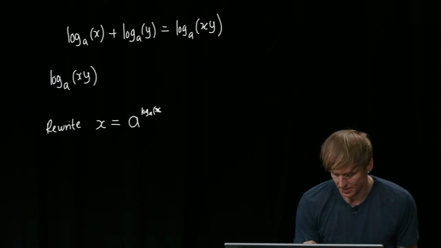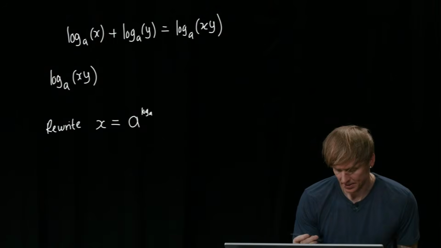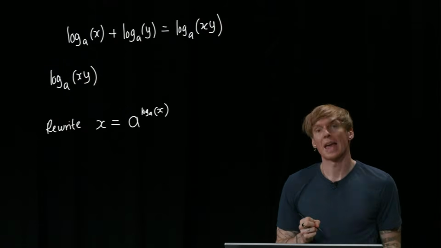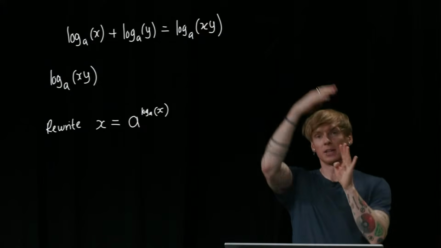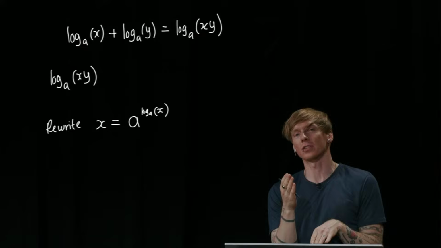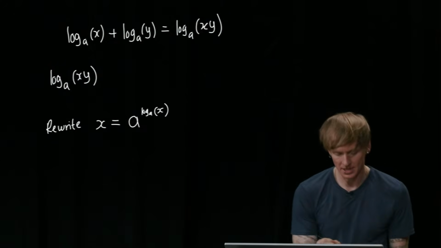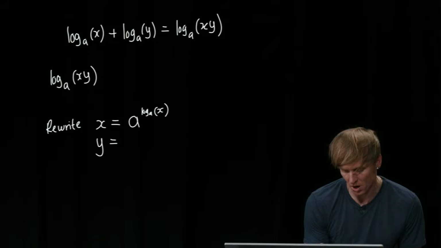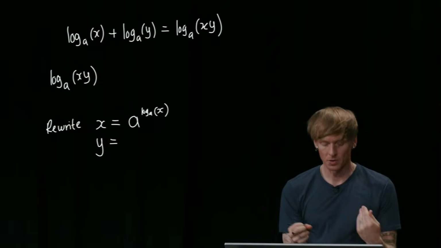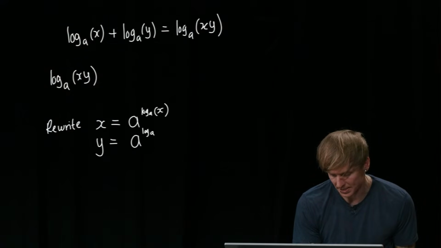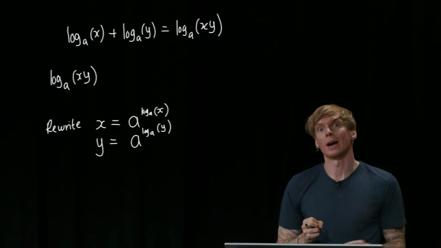So I'll just make that a little bit clearer. So a to the power of log base a of x. So again, we've got a to the power of log, so those will cancel each other out precisely because they are inverses. So we know that this is true, and we do the same with y. So we turn y into a power of a. So that's a to the power of log base a of y.